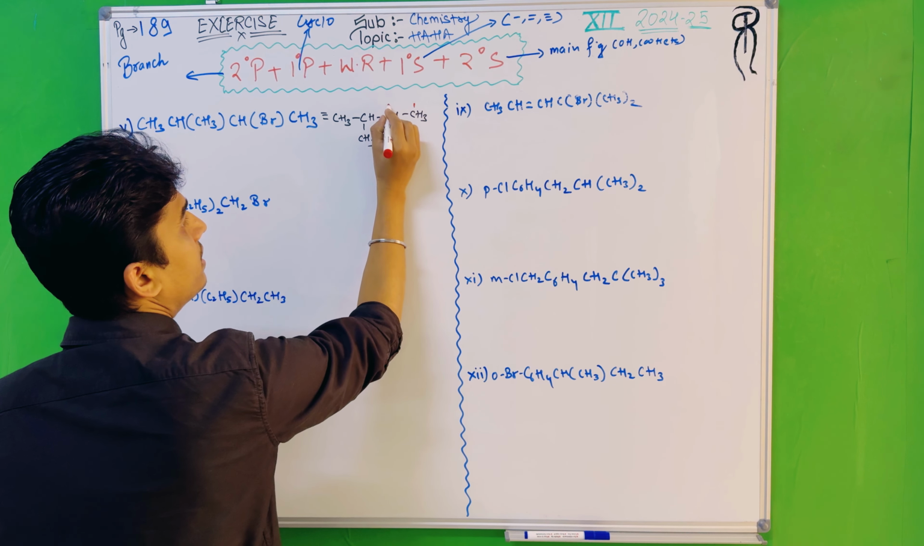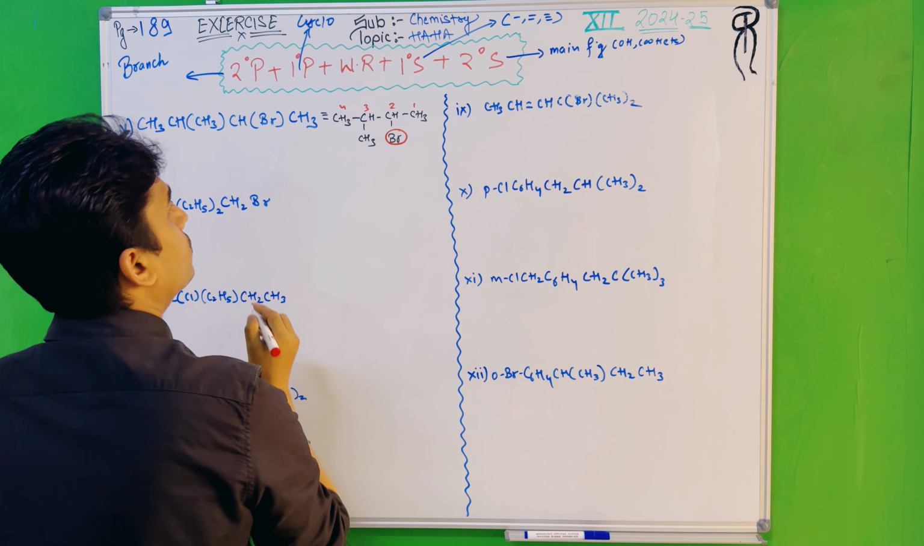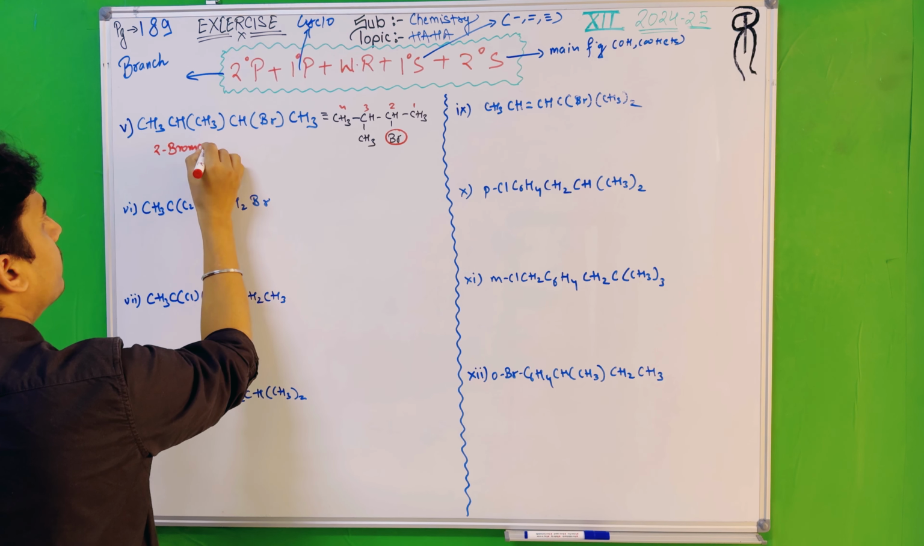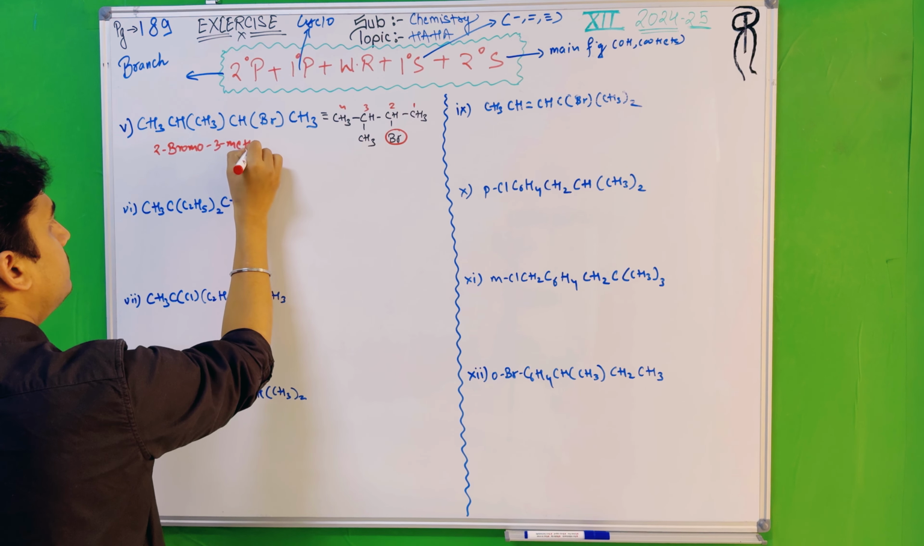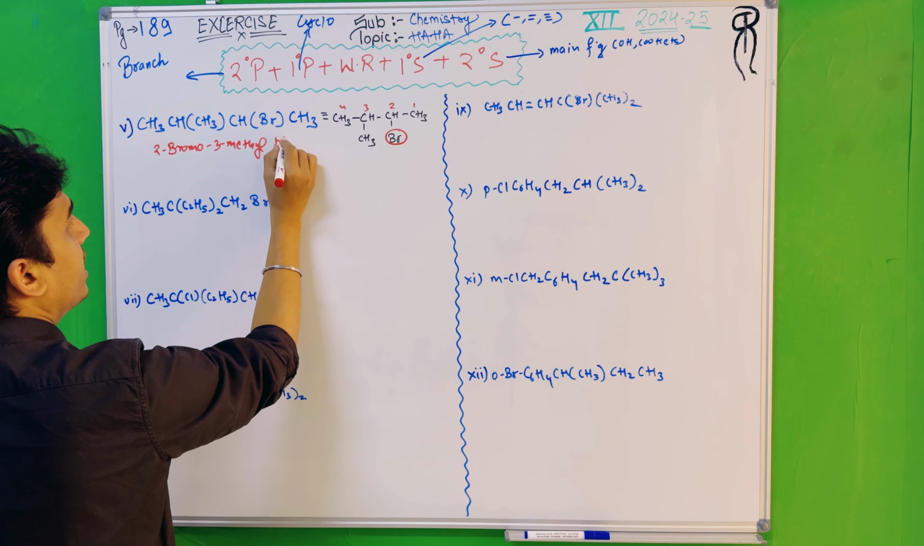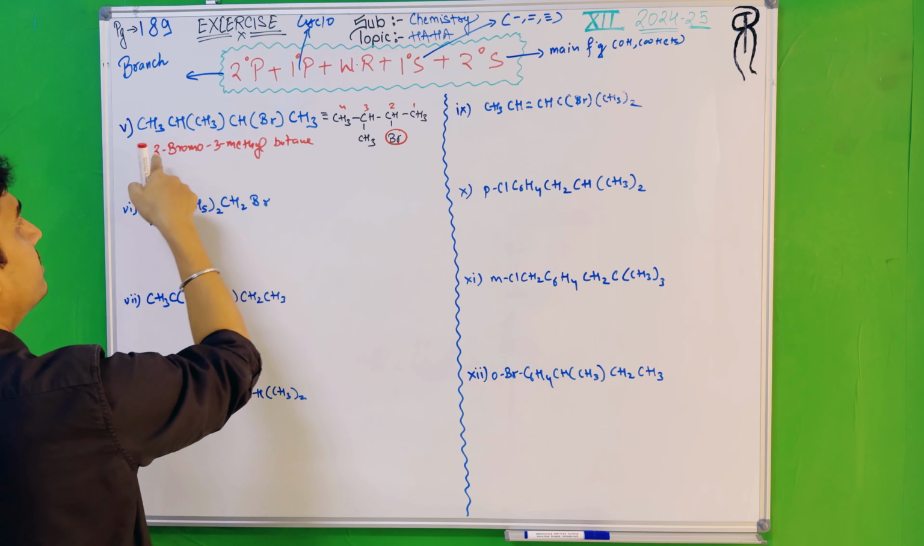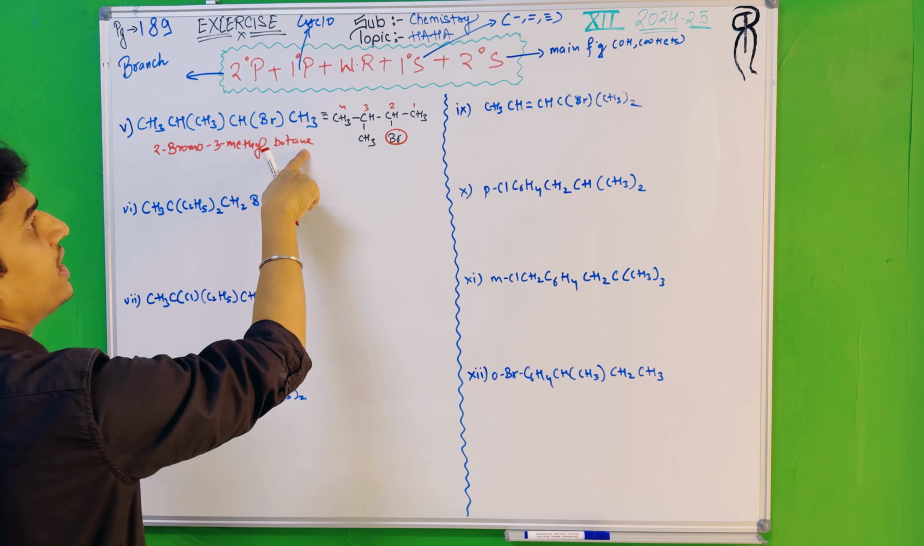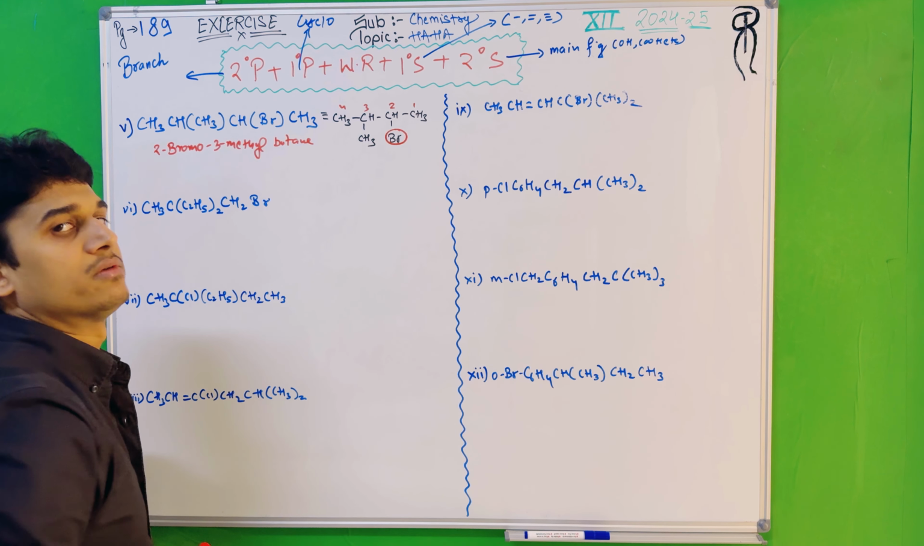So the numbering will be 1, 2, 3, 4. So 2-bromo, 3-methyl butane. Now if you see here, only 2 degree prefix is there, there is no 1 degree prefix. This is your word root and ane is your primary suffix. There is no secondary suffix also over here.